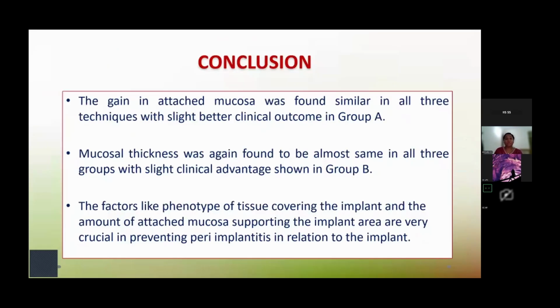And coming to the conclusion, the gain in the attached mucosa was found similar in all three techniques with slightly better clinical outcome in group A. Mucosal thickness was again found to be almost the same in all three groups with slight clinical advantage shown in group B. Factors like phenotype of tissue covering the implant and amount of attached mucosa supporting the implant area are very crucial in preventing peri-implantitis in relation to the implant.